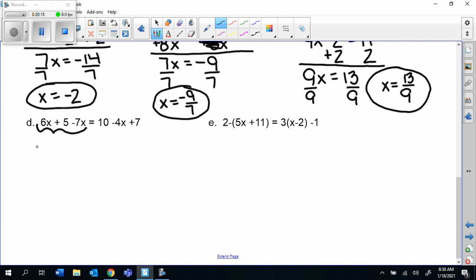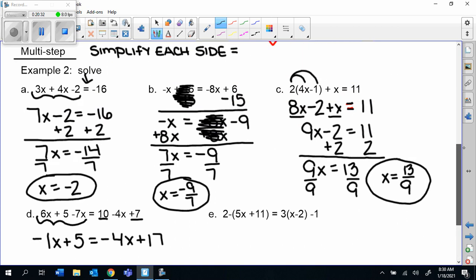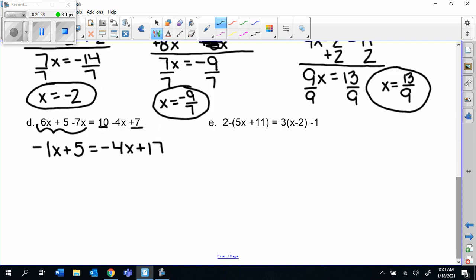6x minus 7x is minus 1x plus 5. Over here, the 10 and the 7 are like terms. So I'm going to take care of that next. And now I have an example more like B, where I have x's on both sides and constants on both sides. So you want x's on the left, constants on the right. And order doesn't really matter.